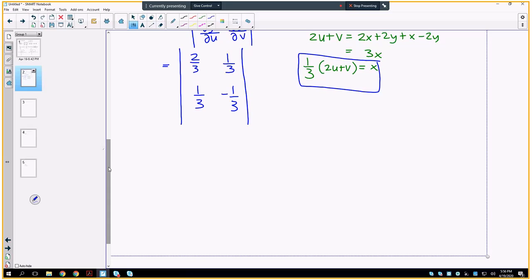So then if I find the determinant of this matrix, it's minus 2/3 times 1/3 minus 1/3 times 1/3. So I get minus 2/3 minus 1/3, rather minus 2/9 minus 1/9.